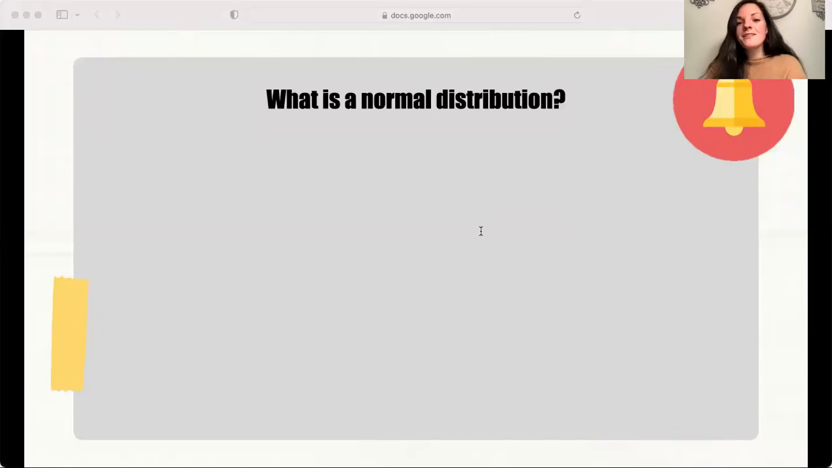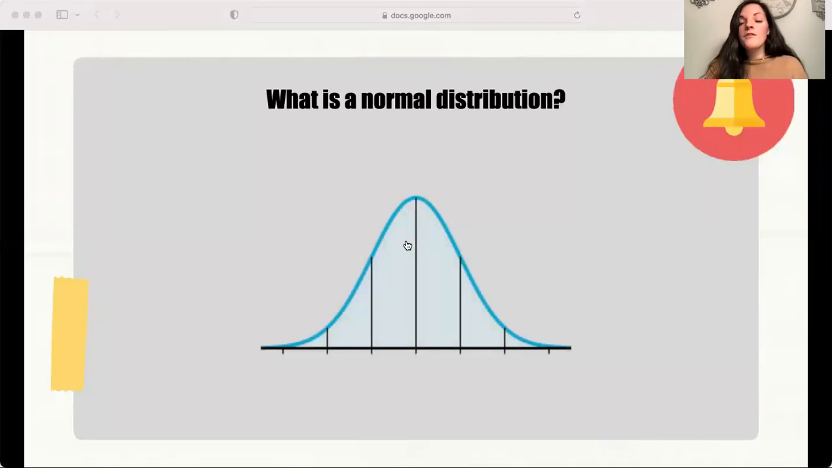So what is a normal distribution? A normal distribution is represented with a normal curve that showcases this perfectly symmetrical distribution. This is also known as a bell-shaped curve. And the mean is going to be represented by 0 with a standard deviation of 1. And the total area that lies underneath that curve is going to consist of 100% of the data set.